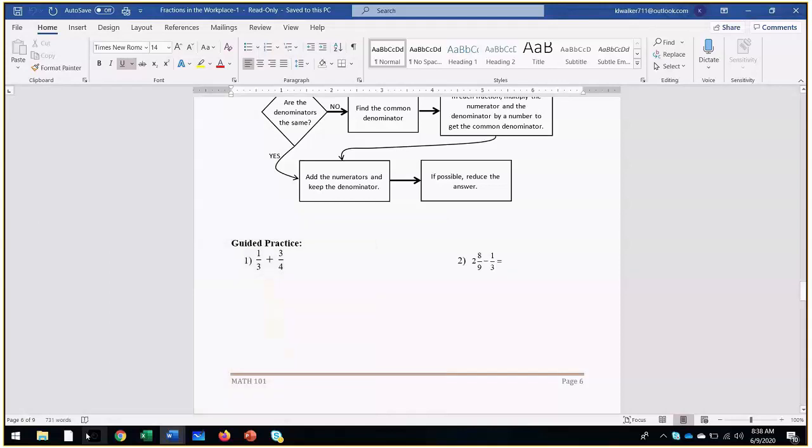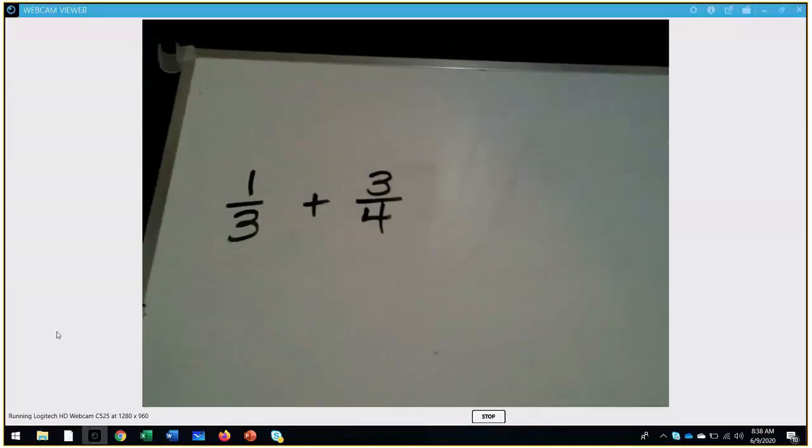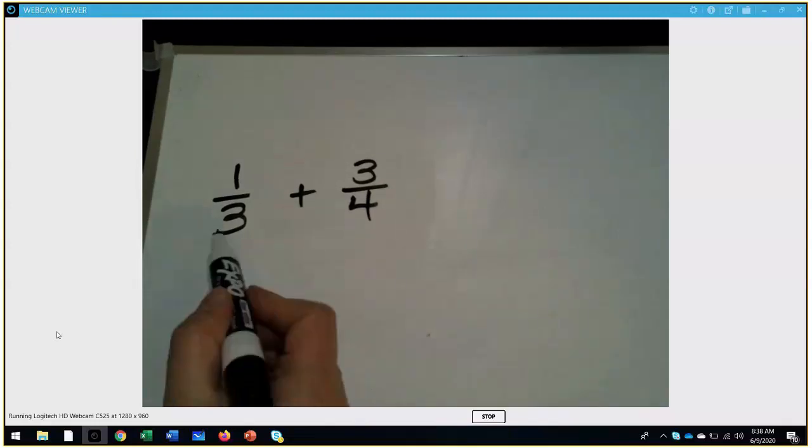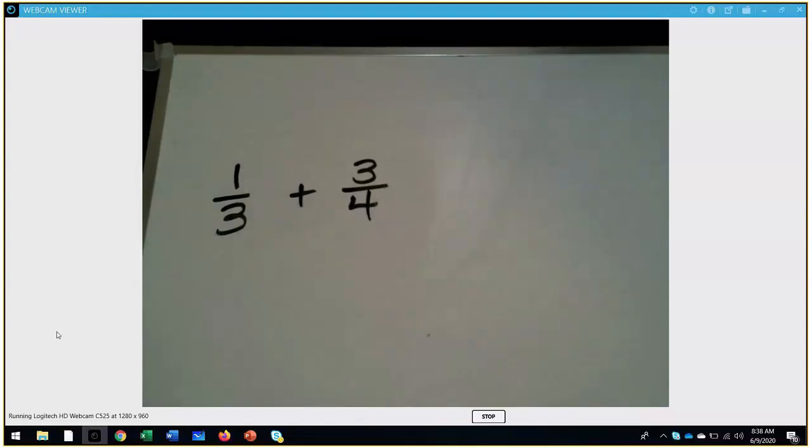So, let me write it down first. It's 1/3 plus 3/4. Okay, so my first check off is I do not have any mixed numbers to worry about. I just have regular fractions. So then my second step is to check the denominators. My denominators are 3 and 4, so they're not the same. That means I need to get a common denominator first.